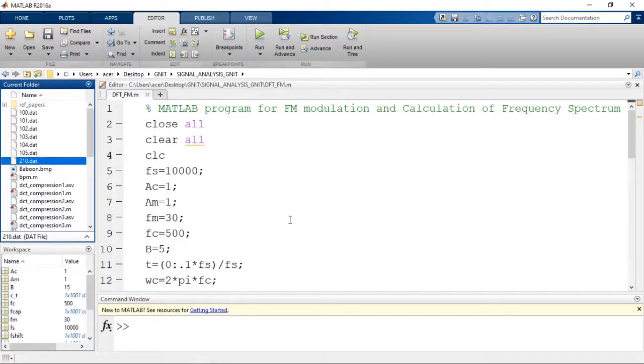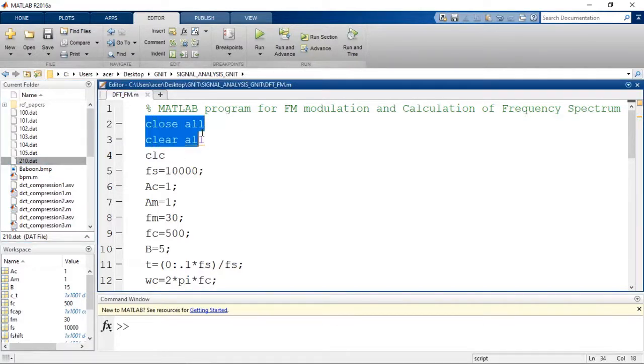Hello everyone. In this video, I am going to explain how to draw the frequency spectrum of an FM signal using MATLAB. Frequency modulation is the process in which the frequency of the carrier signal is varied in accordance with the amplitude of the message signal, keeping the amplitude and phase of the carrier constant. So let us see the MATLAB code here.